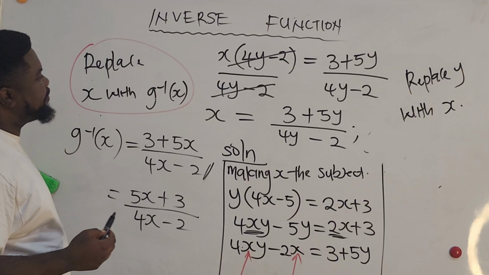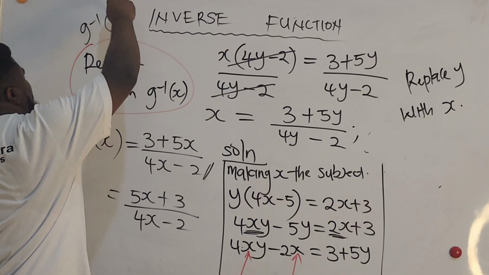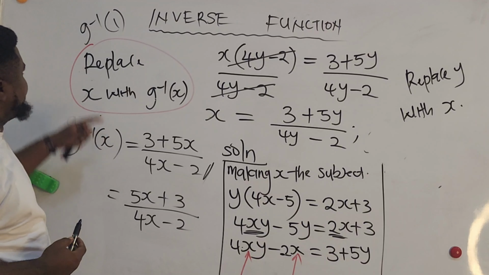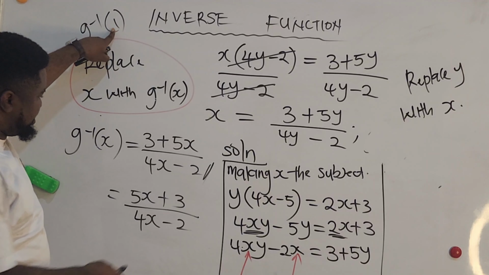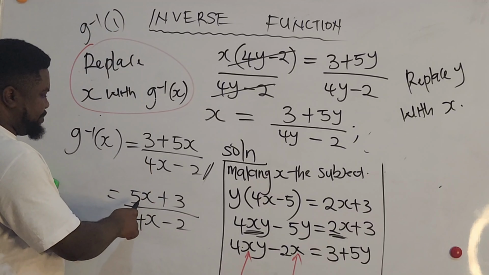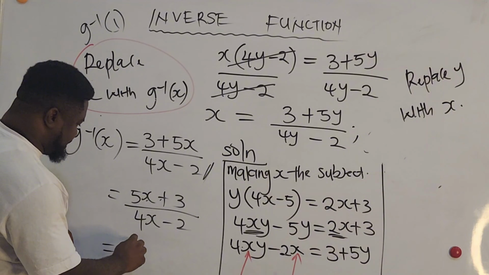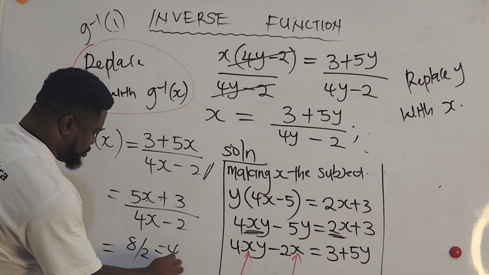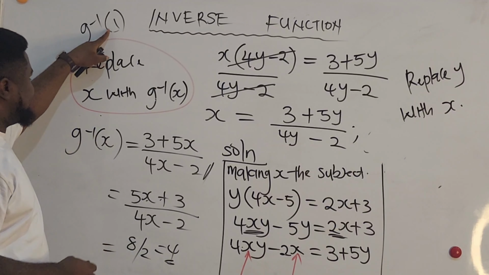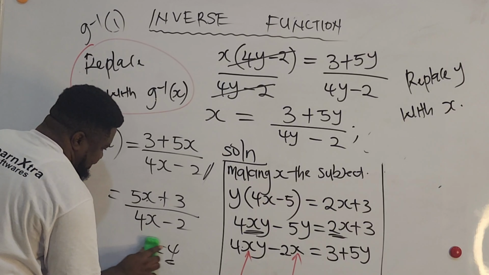But what if you're asked to find g inverse of 1? What will you do? When you find g inverse of 1, your x becomes 1. In this case, you now have 5 times 1 plus 3 over 4 times 1 minus 2, which gives 8 over 2, which is 4.